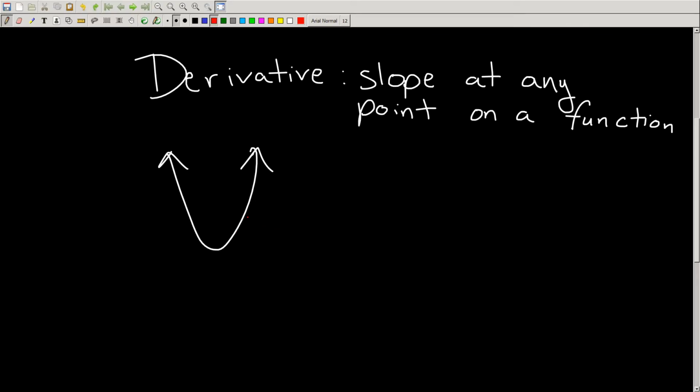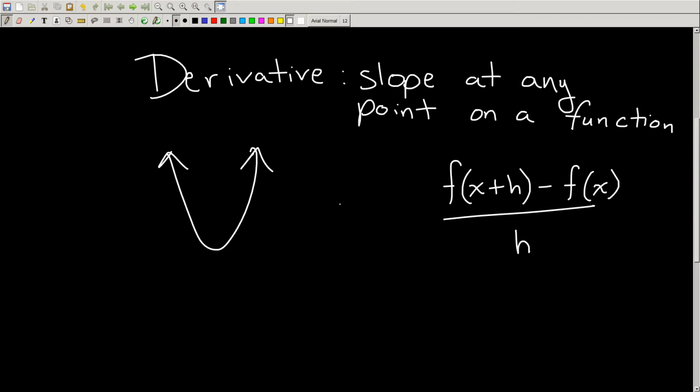Well, first principles is an equation that looks like this. Actually, I should write it like this: f of x plus h minus f of x, over h, and the limit as h approaches 0. So this is a limit expression. If you've already done limits in calculus, this limit expression shouldn't be a complete shock. But let me break this down for you.